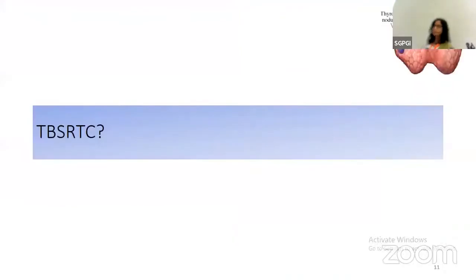So what would you like to call it? Bethesda category 3. Would you like to subtype it? Cytological atypia you call when you're thinking of PTC. Are you thinking of PTC in this? There are no nuclear features of PTC. So it's better to call it AUS-NOS.